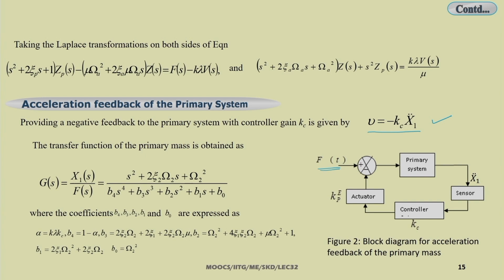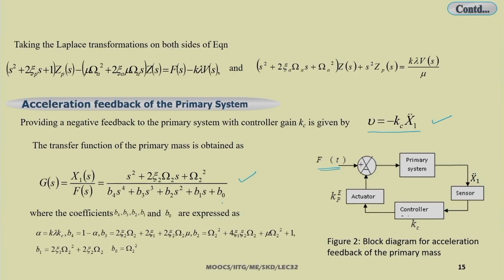Here, as the system is linear, if one writes the equation, we can use the Laplace transform. The transfer function from the primary system is the output displacement by the input force, Laplace of input force equal to Fs, and output displacement is x1. So, we write Gs equal to x1 by Fs. It can be written in this form, and you can see the denominator contains a fourth order term, that is b4 s fourth plus b3 s cube plus b2 s square plus b1 s plus b0, where these coefficients can be expressed in the following way.